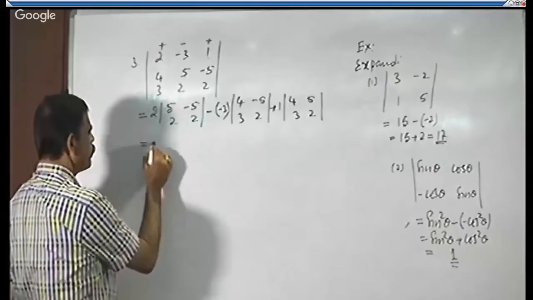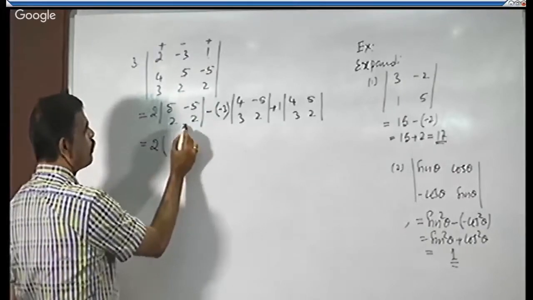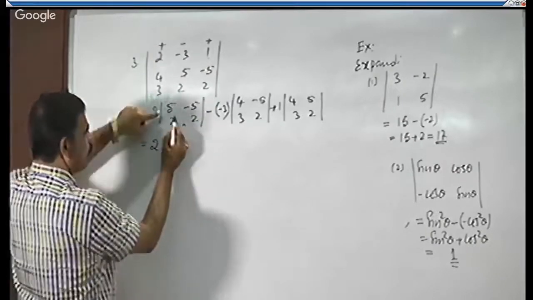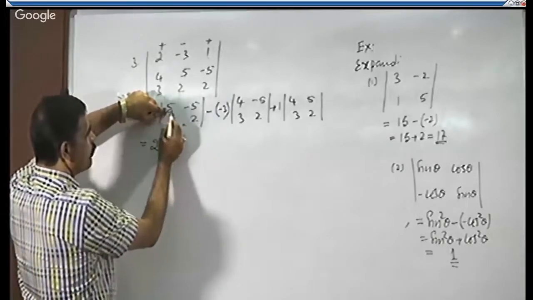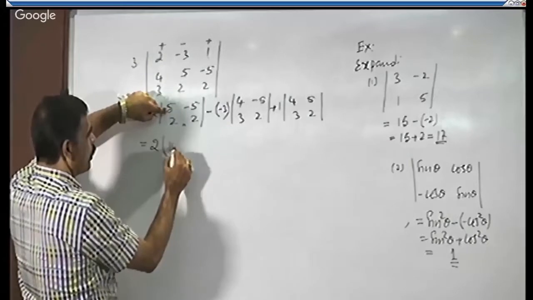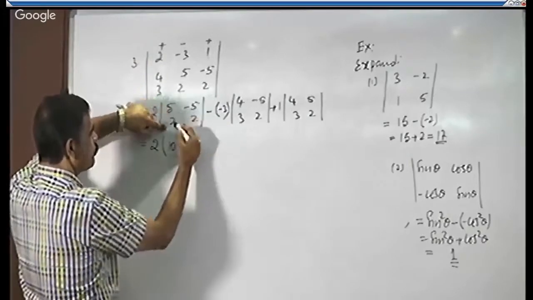Now simplify this. 2 into a second order determinant. Expand it. What is the expansion of a second order determinant? It is the product of these two elements minus the product of these two elements.